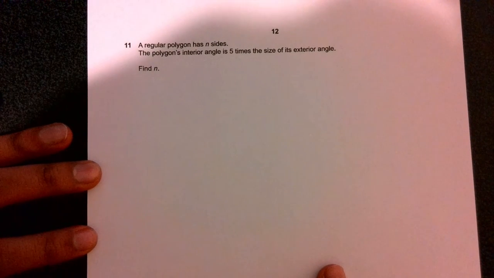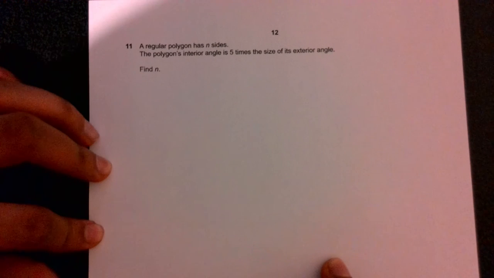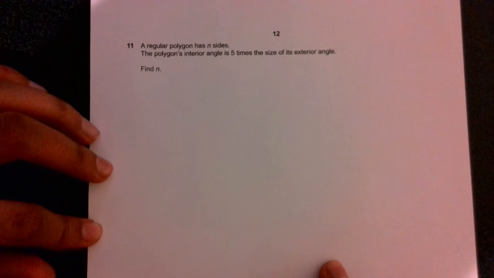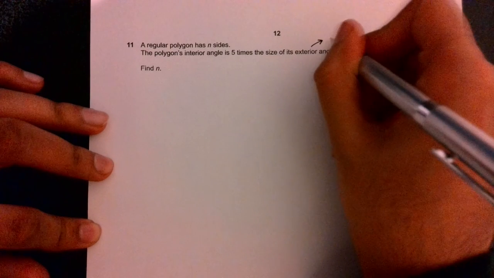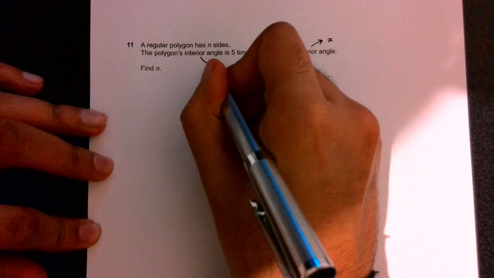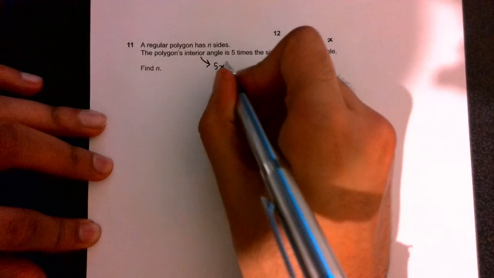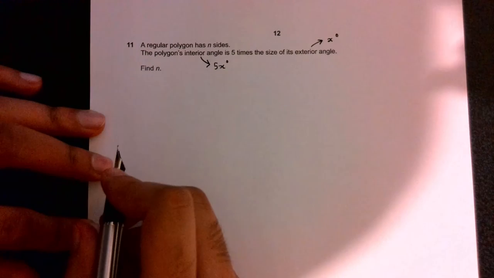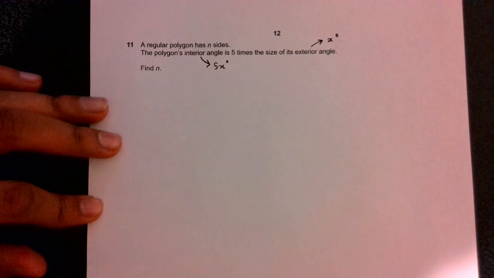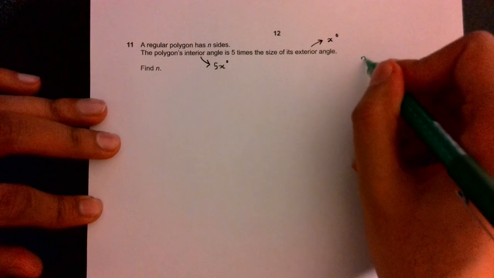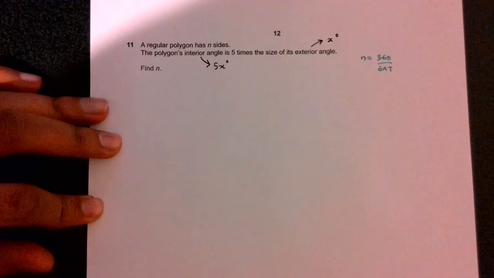Question 11. A regular polygon has n sides, and the polygon's interior angle is 5 times the size of its exterior angle. We have to find n. The first thing to notice, if we say that the exterior angle is x, then the interior angle would be 5x degrees. So with this information, if we can find out the exterior angle, then we can use the fact that the number of sides n equals 360 over the exterior angle. We can use this formula to find out the number of sides.